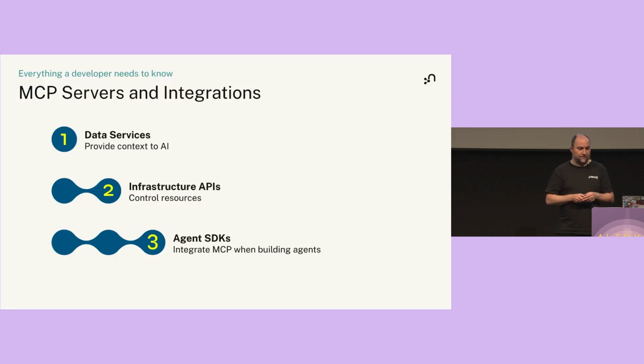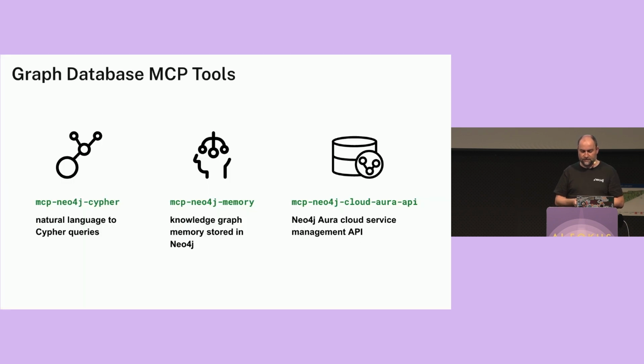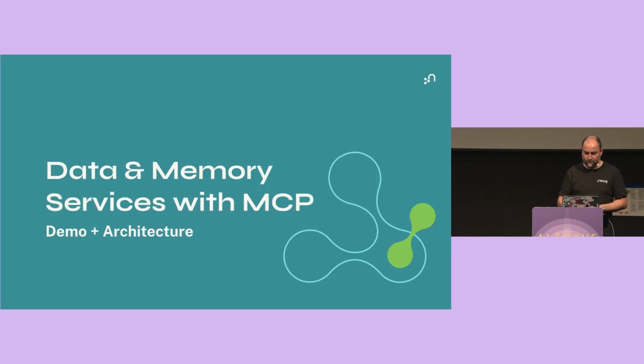So what I want to dive deeper into a little bit is, from a dev perspective, looking at data services, infrastructure APIs, and agent SDKs, how we can use MCP in these different places. As I mentioned, we built a bunch of those with Neo4j, which I also use today as examples, but because it's MCP, you can plug and play any MCP. It doesn't matter if you use the Neo4j MCP or the Supabase MCP or the ClickHouse MCP. They all work very similarly from that perspective.